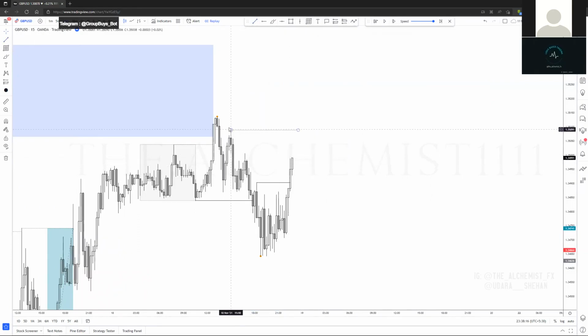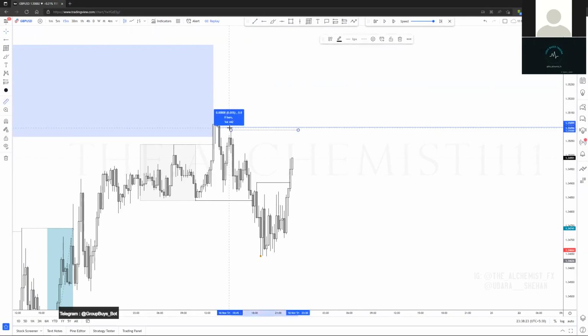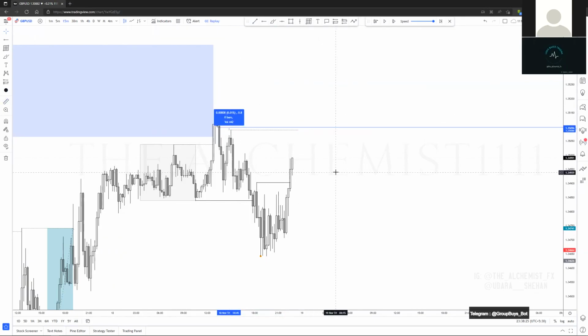Now, why are we expecting this to get taken out? Because look at this imbalance. Very suspicious, right? Why did they come up this far and not fill it? Only 0.8 pips. They could have filled it, but why didn't they do that? Inducements.